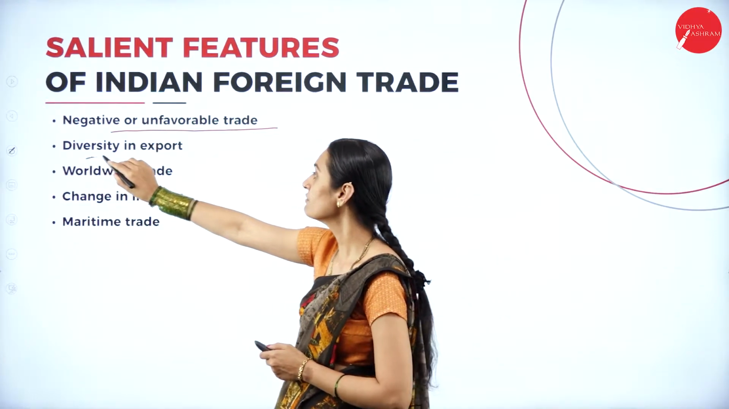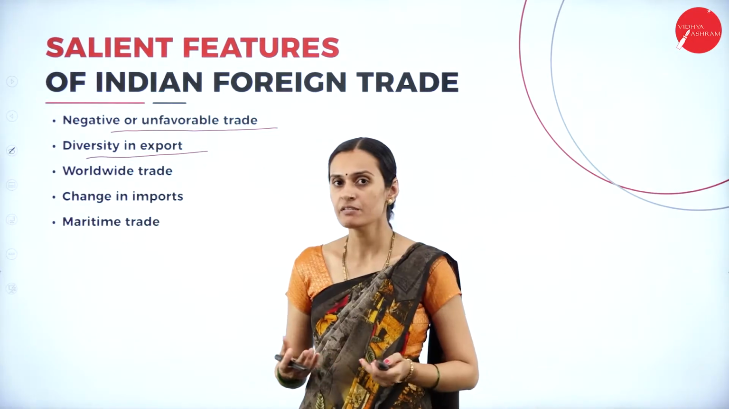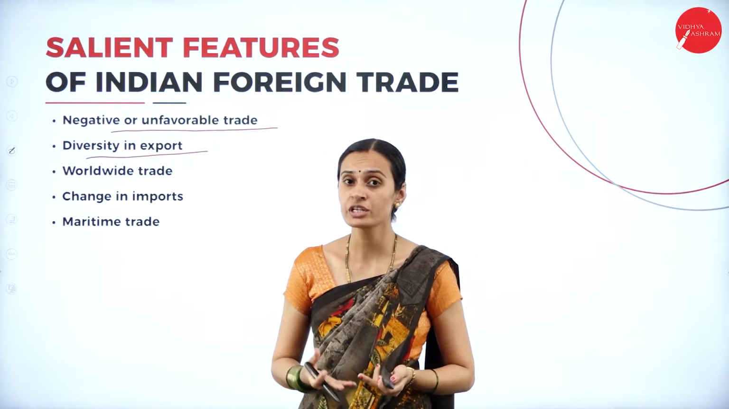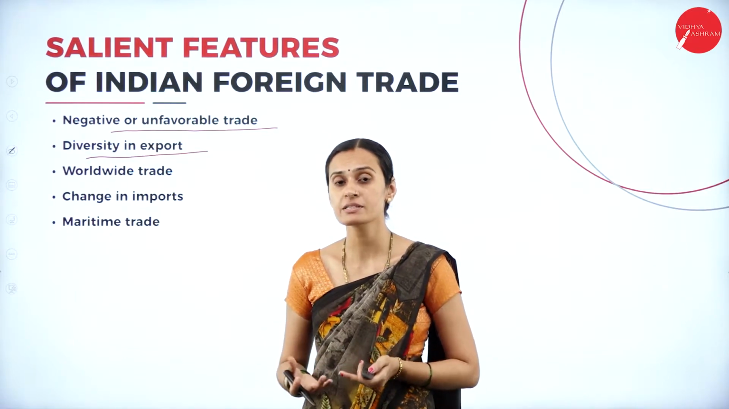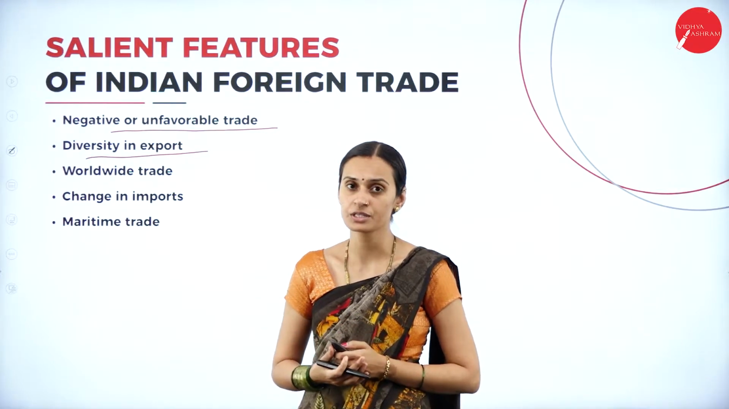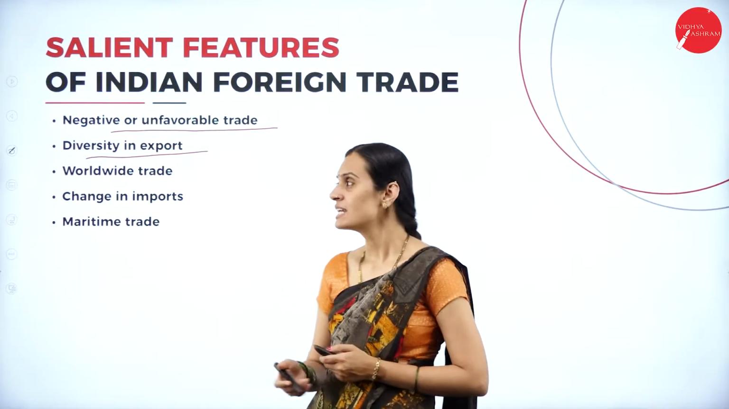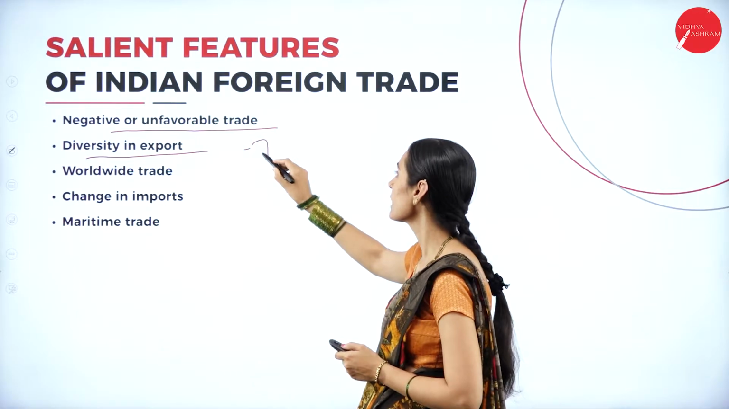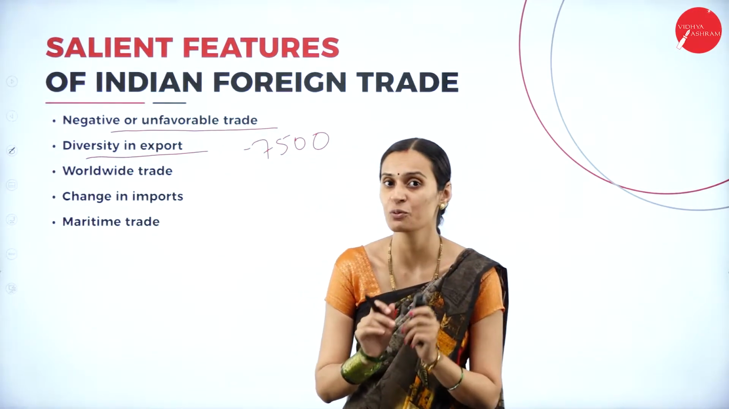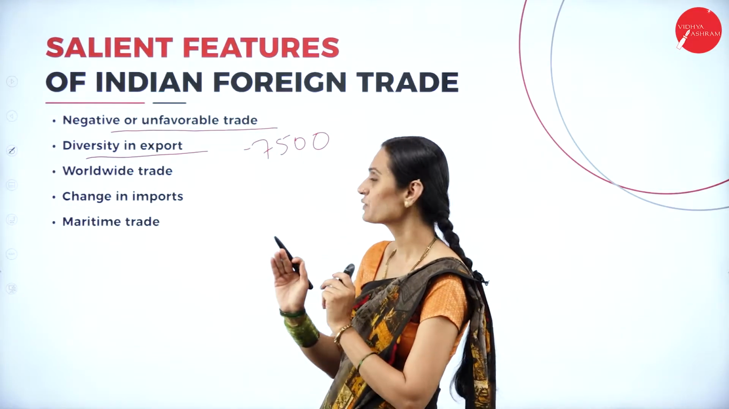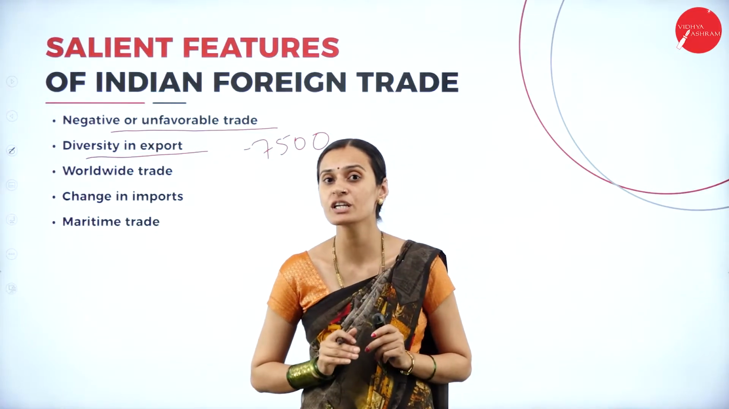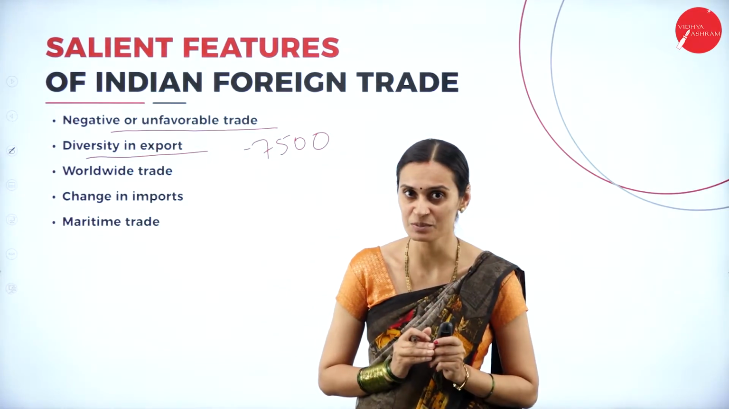And the next one, diversity in exports. Previously, we were exporting very few items like jute, tea, gems, jewelry and spices. These were the only few items we were exporting to other countries. But at present, we are exporting more than 7,500 types of commodities today. There is a lot of diversity in exported items. And of course, we are spearheading in the export of textiles and engineering items.